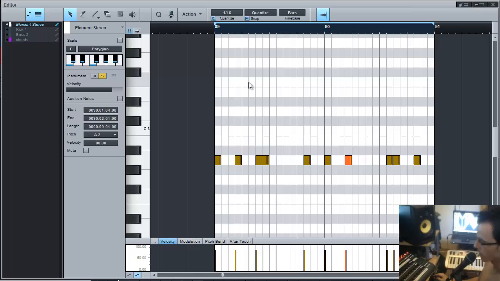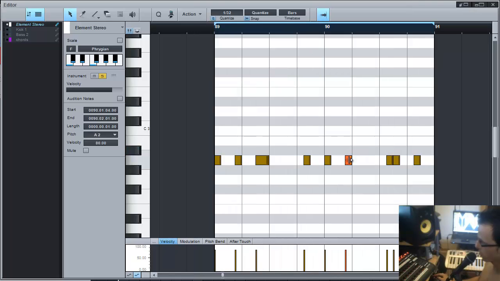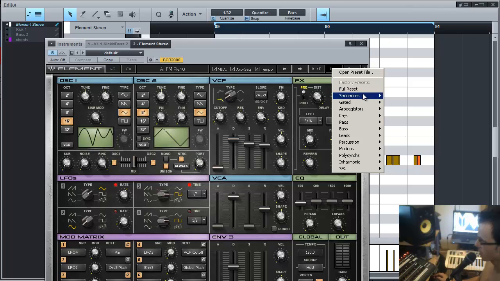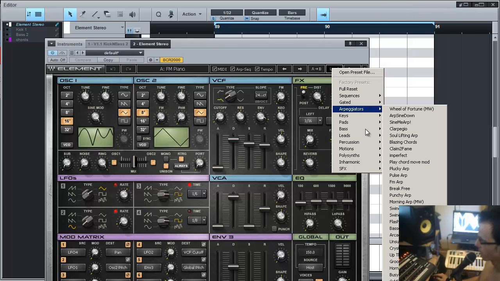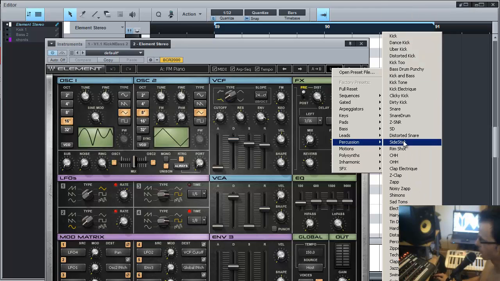I chose the worst patch ever, but anyway, you do get the picture. Now, like I was saying, I can change these 1/16s. I can change it into 2/32s, right? Okay, this patch is crap. Let's find another patch that is more rhythmic. Percussion. Yes, please. Side stick.